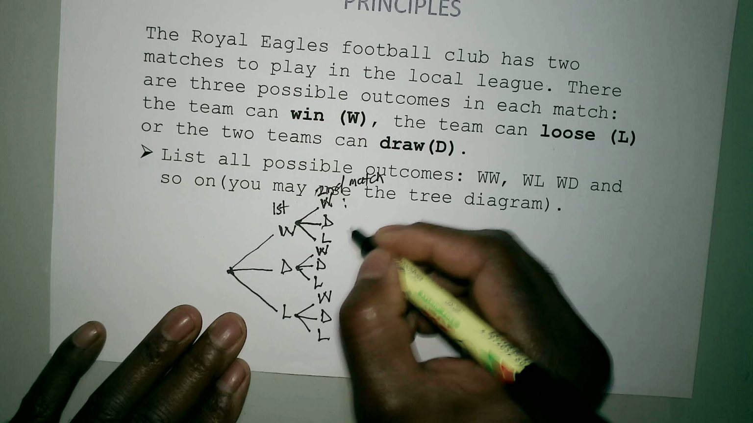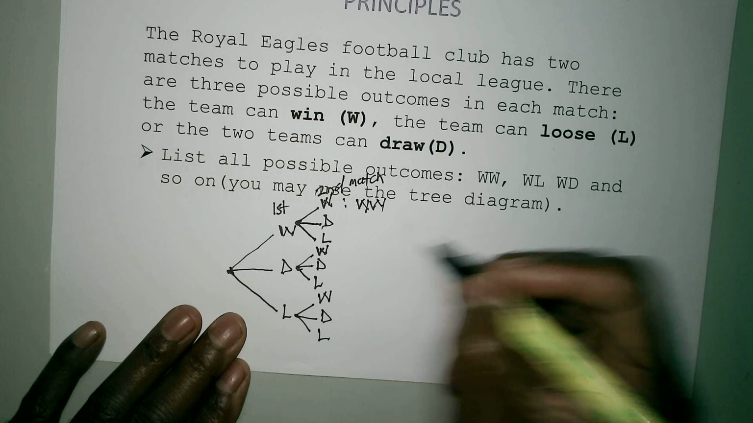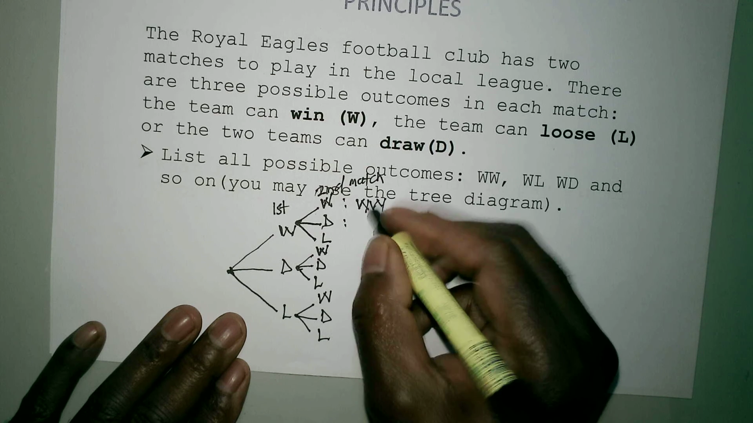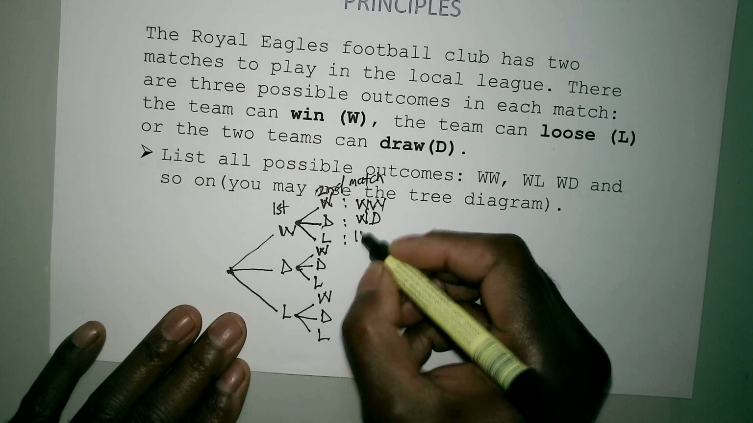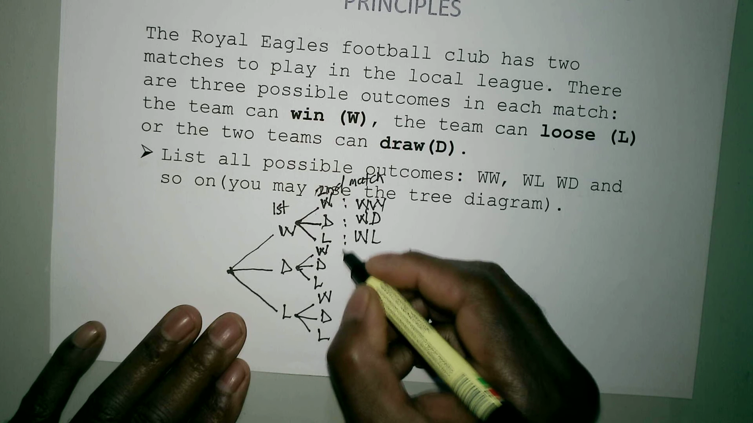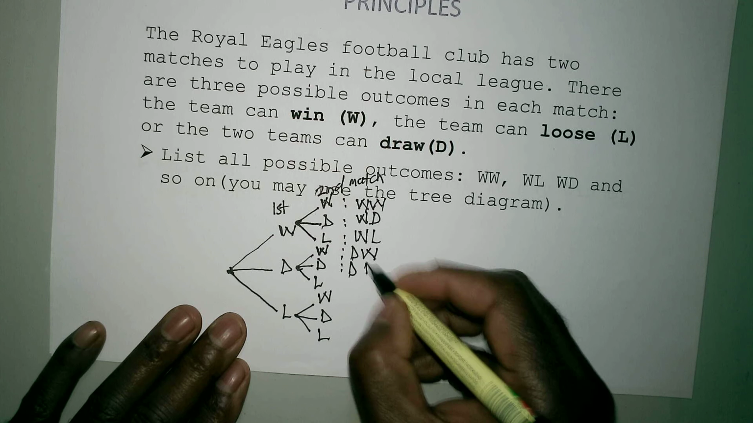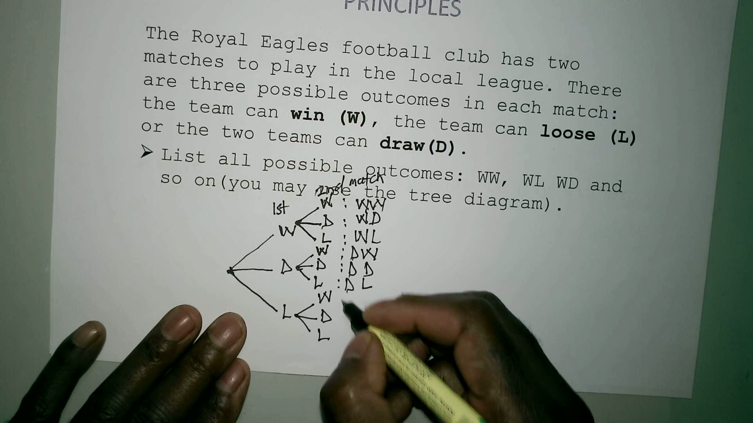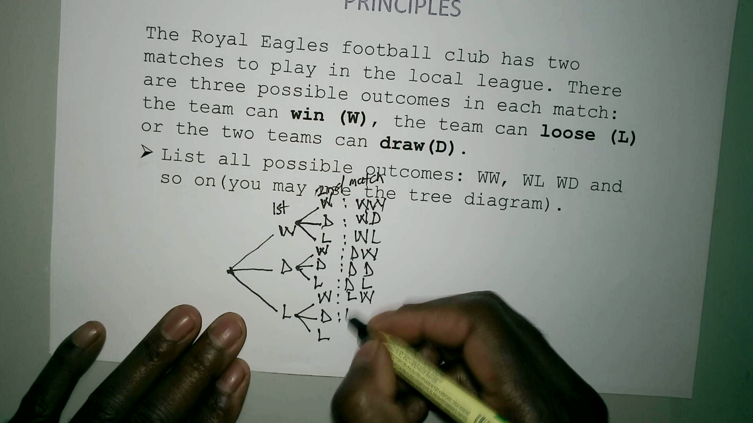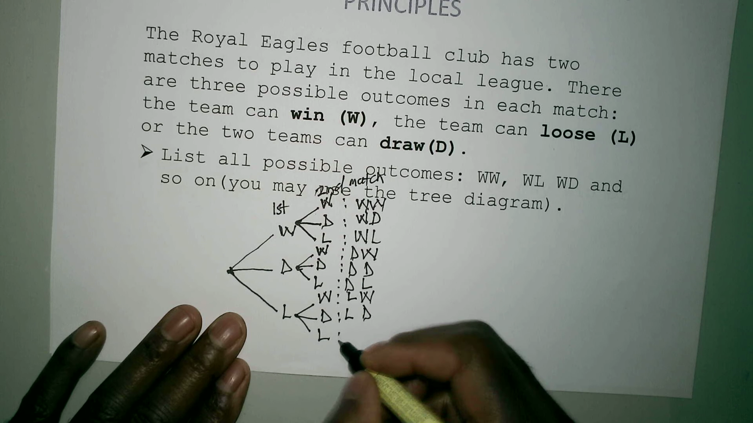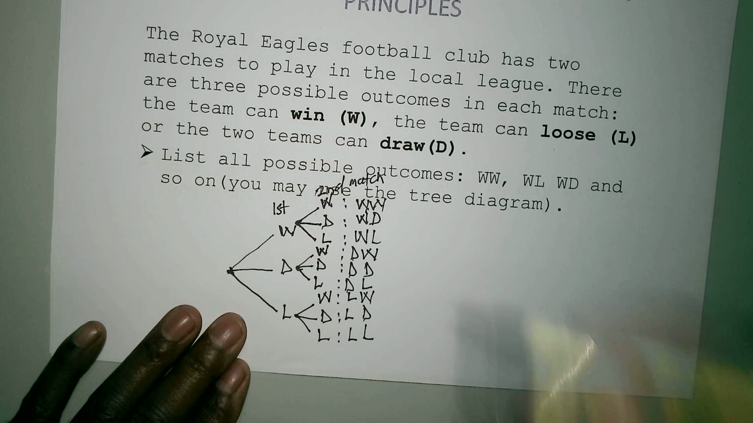So let's look at the outcomes. Those are the possible outcomes: win-win, win-draw, win-lose, draw-win, draw-draw, draw-lose, lose-win, lose-draw, and lose-lose. So those are the possible outcomes.